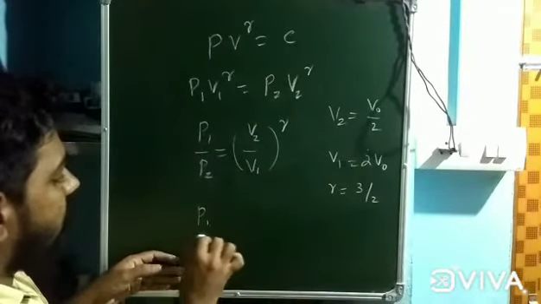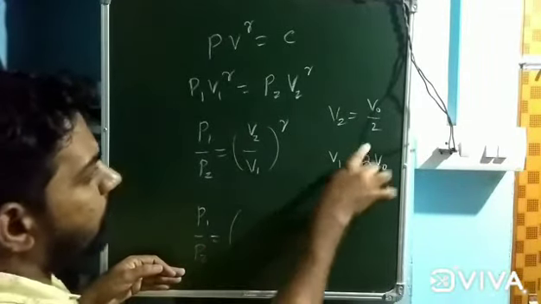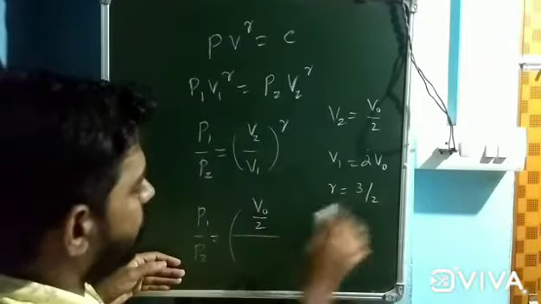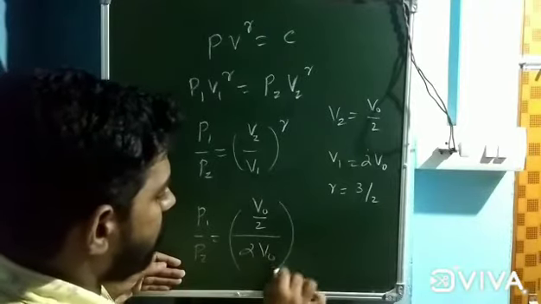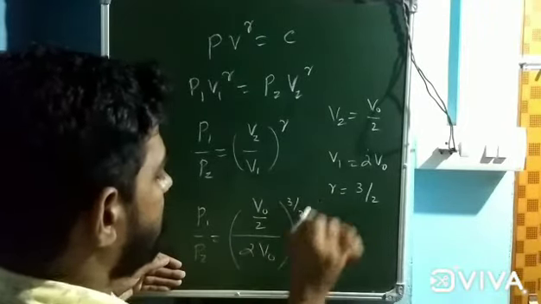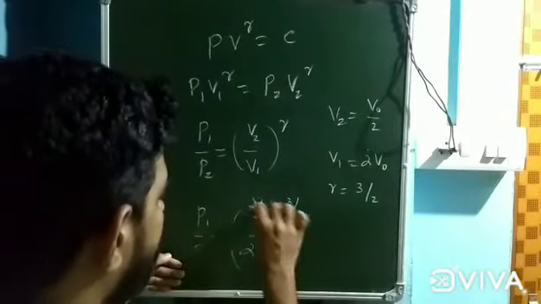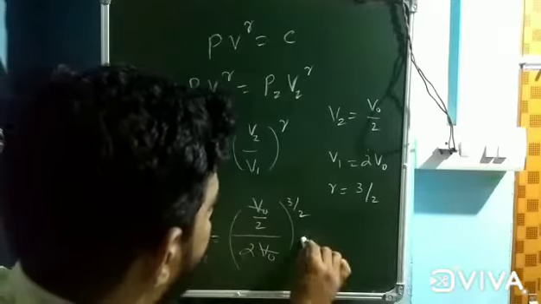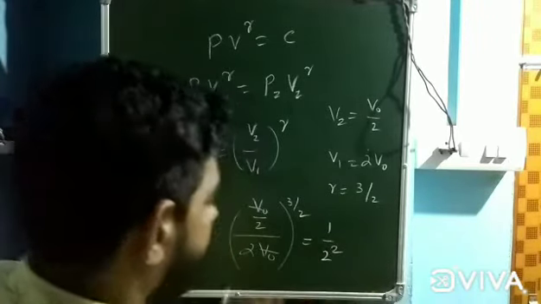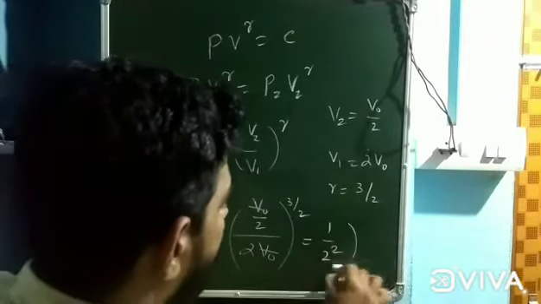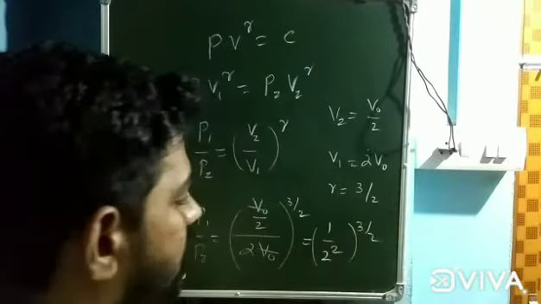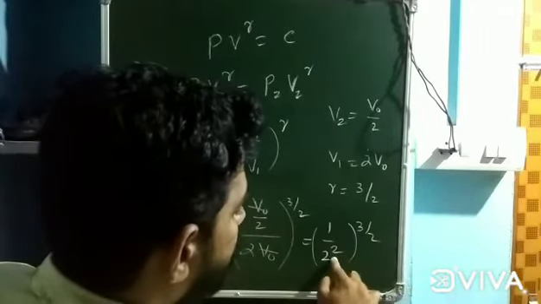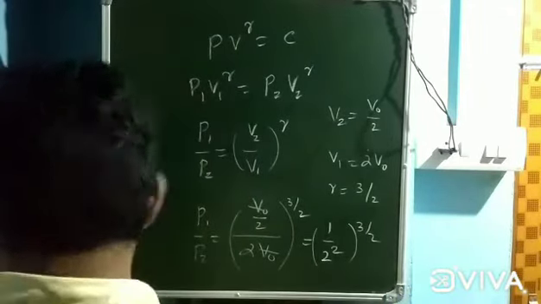So substitute: P1 by P2 equals V2, which is V0 by 2, divided by V1, which is 2V0, whole raised to 3 by 2. Okay, so V0 cancels, the denominator 2 and numerator 2 combine. So finally 1 by 2 square, 2 into 2, 2 square, whole raised to 3 by 2. Multiply the powers inside. So this 2 and this 2 will cancel.